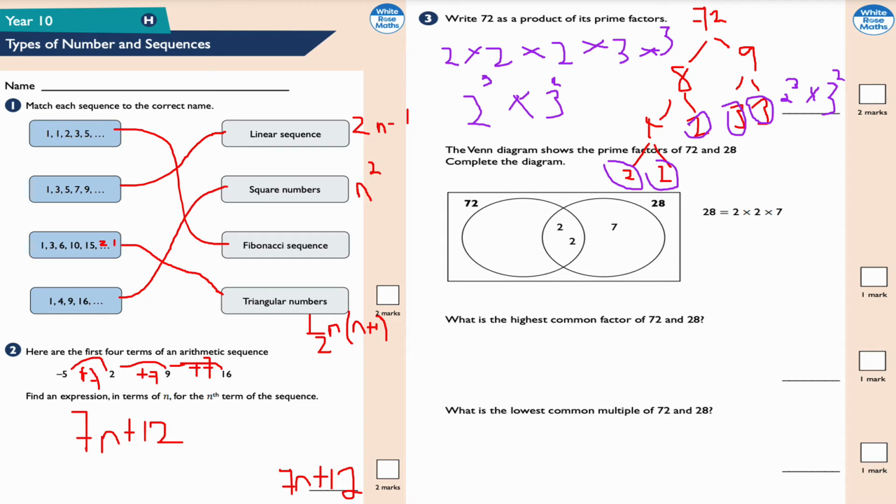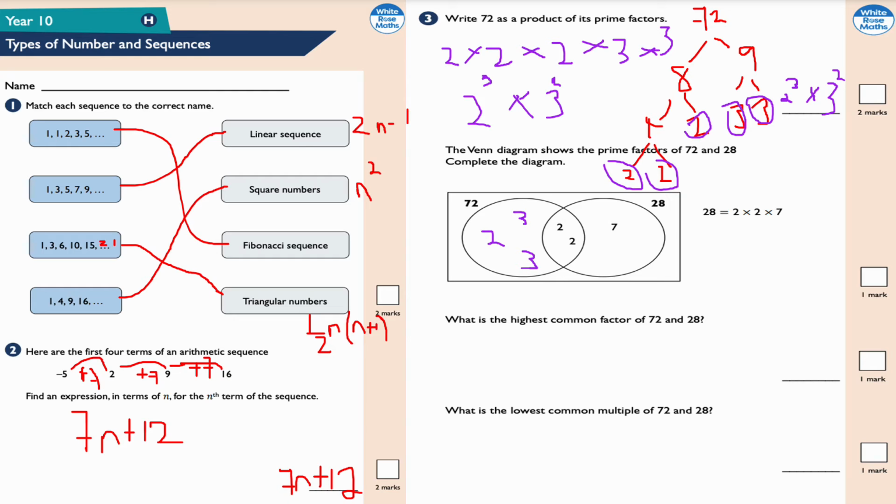This is the next question. The Venn diagram shows the prime factors of 72 and 28. Complete the Venn diagram. Well, 72 is equal to 2 times 2 times 2 times 3 times 3. So that's completing the Venn diagram.